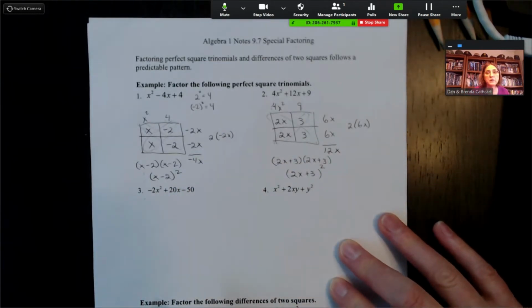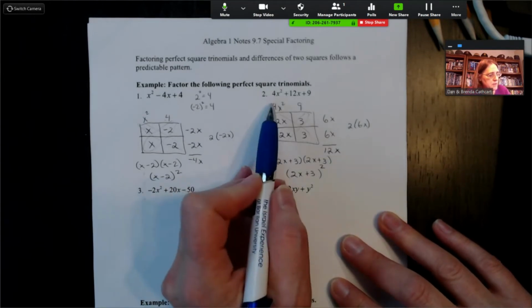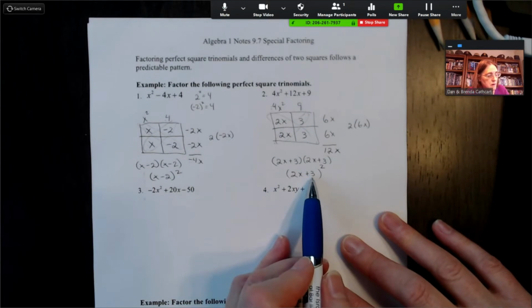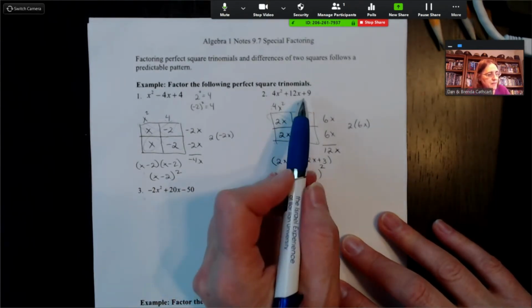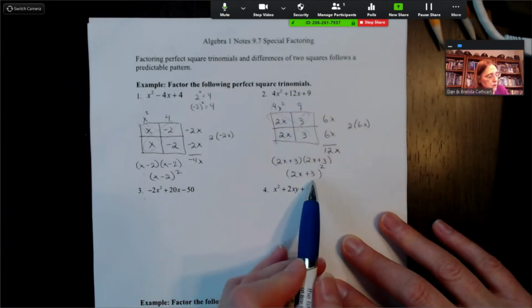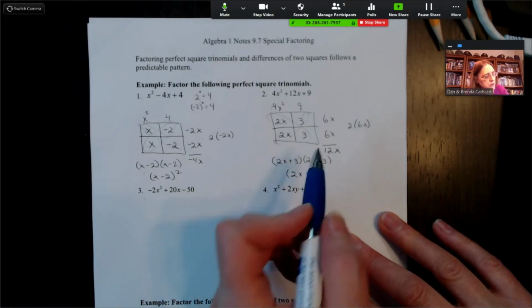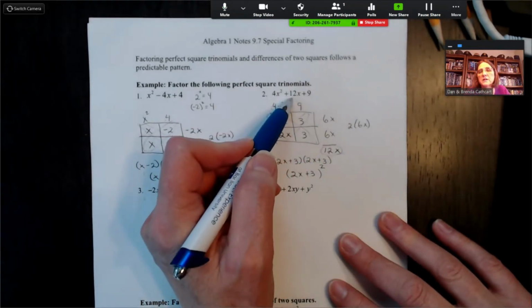Now let's take a look at this factor for just a moment. Our first term, our 2x, is what we square to get 4x squared. Our last term in the binomial is what we square to get 9. So when we have a perfect square trinomial, we can always break it down to this binomial squared. What we do need to make sure is that our outer and inner terms add up to the correct middle term here.